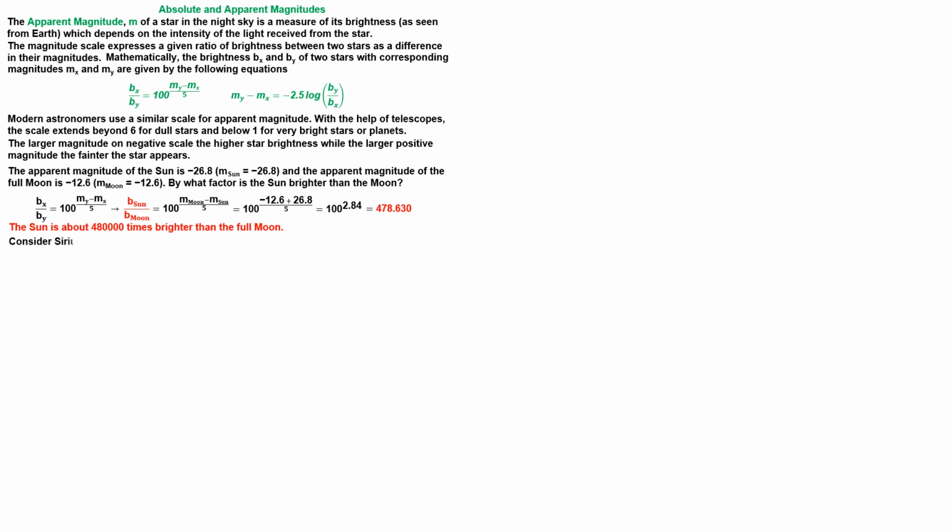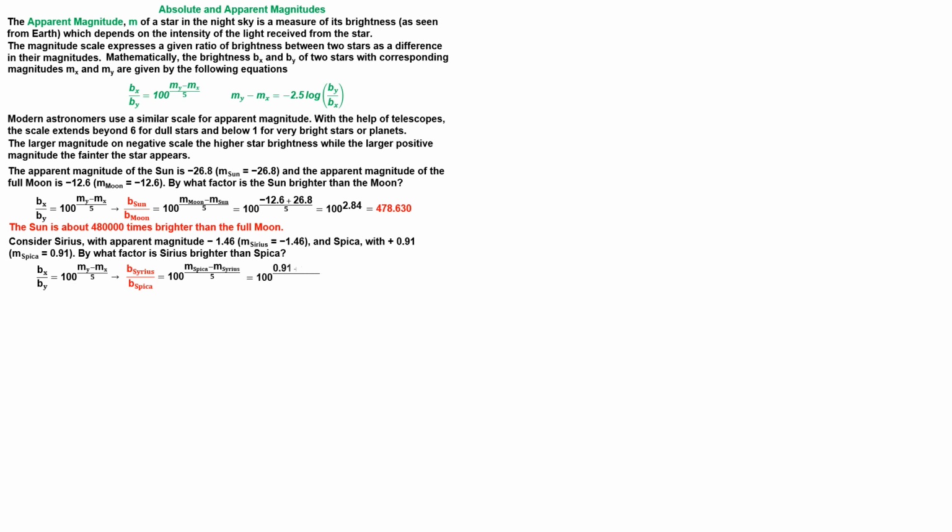Consider Sirius with apparent magnitude minus 1.46 and Spica with apparent magnitude plus 0.91. By what factor is Sirius brighter than Spica? Sirius is about 9 times brighter than Spica.